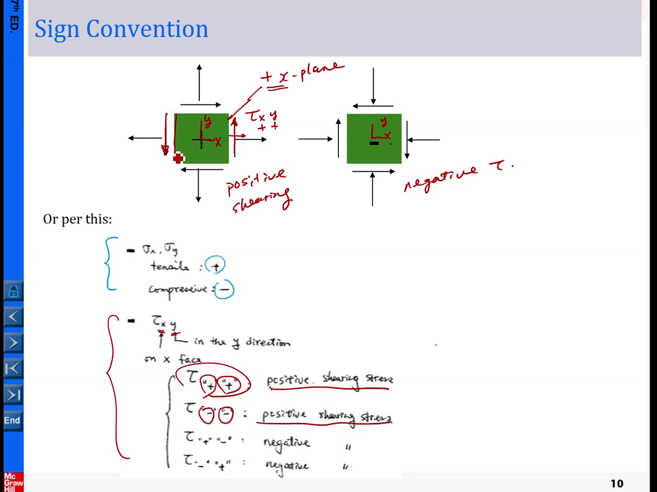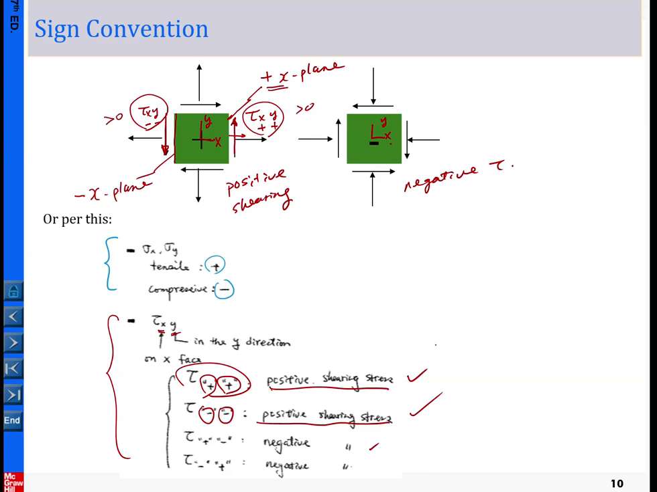So this plane, let me call this, again, the x plane. In particular, this is the outward normal pointing in the minus x direction, so that is a minus x plane. So this is tau xy, and this is on the minus x plane, and you can see the direction is also pointing to the minus y direction. So basically it's a minus minus, so this one is also positive. Okay, so this is also positive, and this one is also positive. So basically that is the two cases.